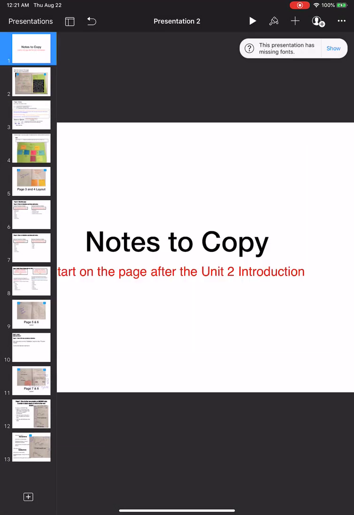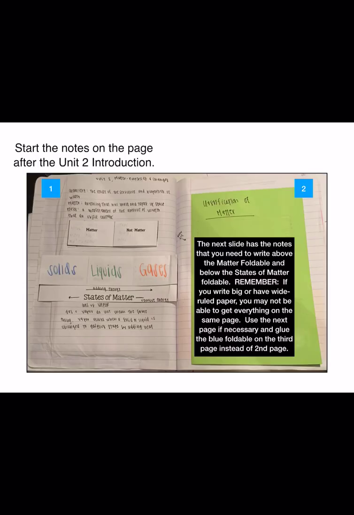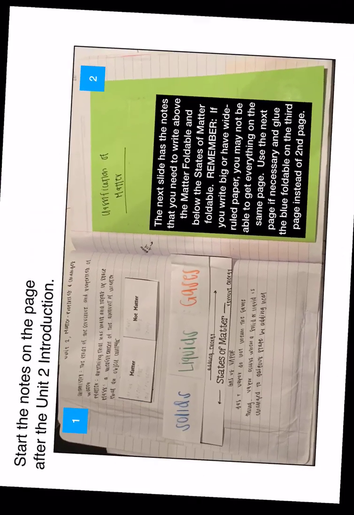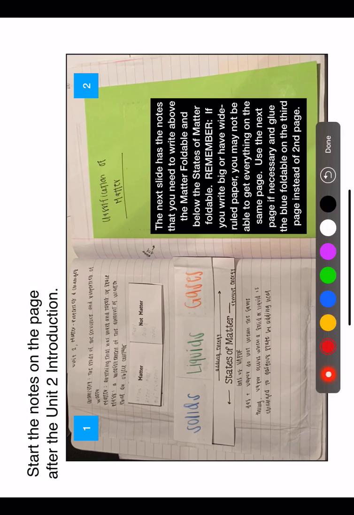All right, so this is going to be the notes that you need to copy into your ISN. Here is the layout for the first 2 pages. Let me spin this around. On the first 2 pages, you may not be able to get everything on the first page. If you can't, then move some of that to the second page, so then your second page will become your third.